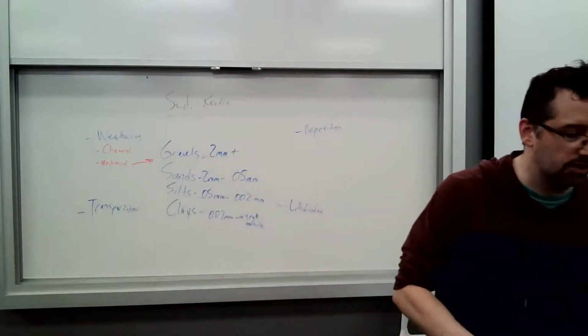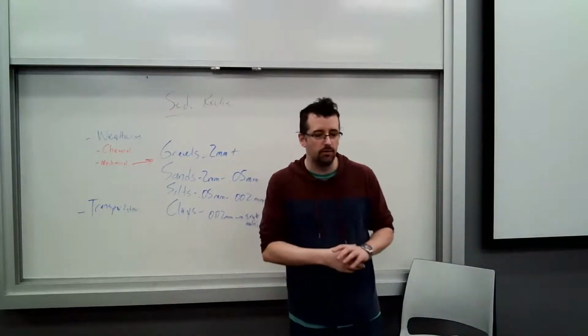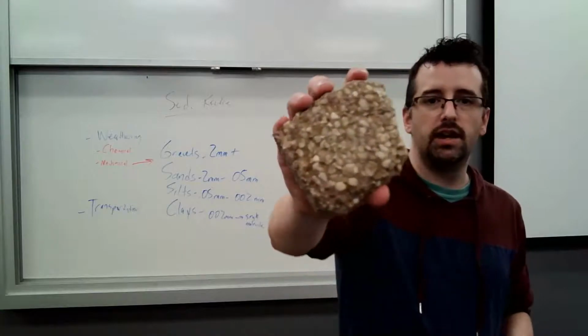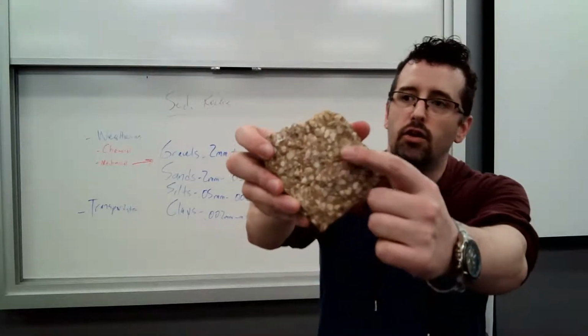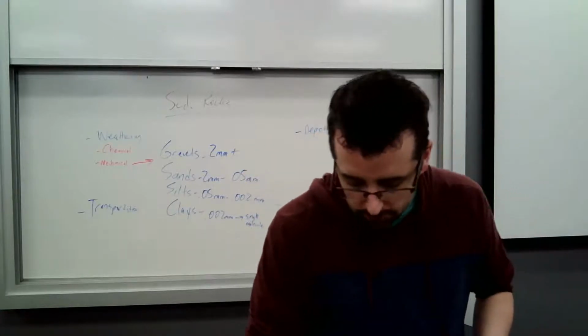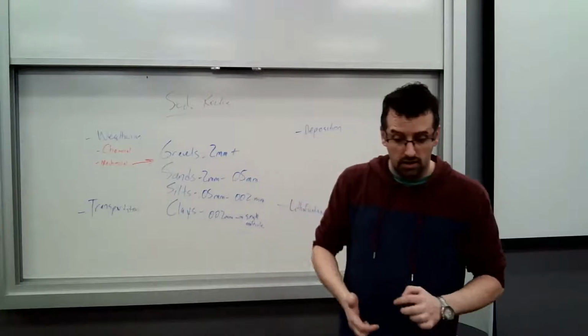Gravels, sands, silts, and clays. So gravels are your largest. And here we have a sample, right? And you can see the gravels are these large pebble type things here, right? So your gravels have a size of 2 millimeters and above, right?